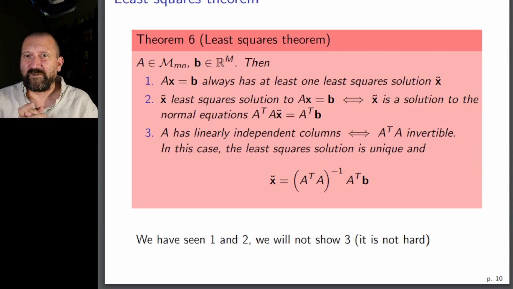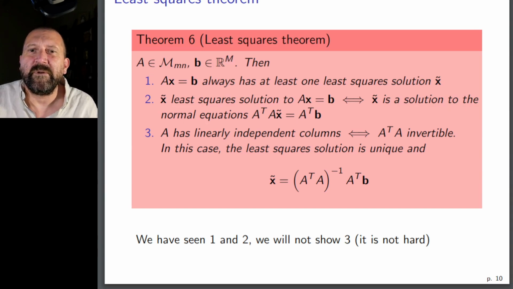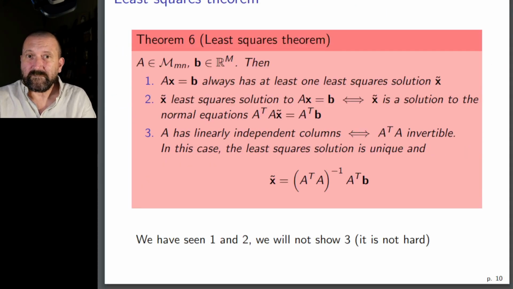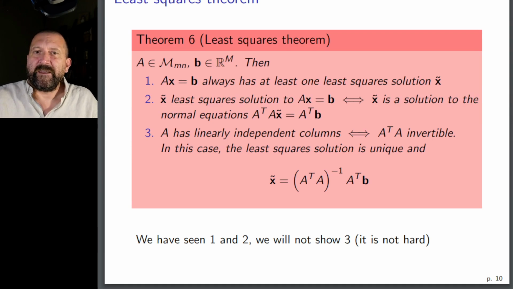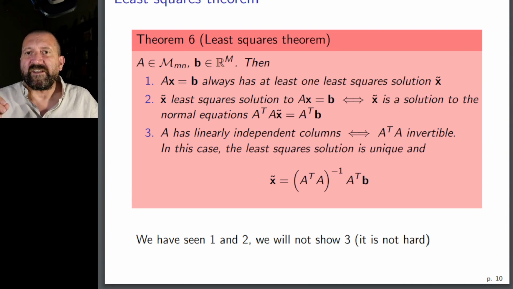So this is called the least squares theorem. So take a matrix in M n. Oops, I have a typo here. This should be a lowercase m, not an uppercase M. So let A be a matrix in M m by n and B a vector in R m. Then the least squares problem, A x equals B, always has at least one least squares solution X tilde. You're not guaranteed uniqueness of that solution, but you know that you're always going to have at least one.